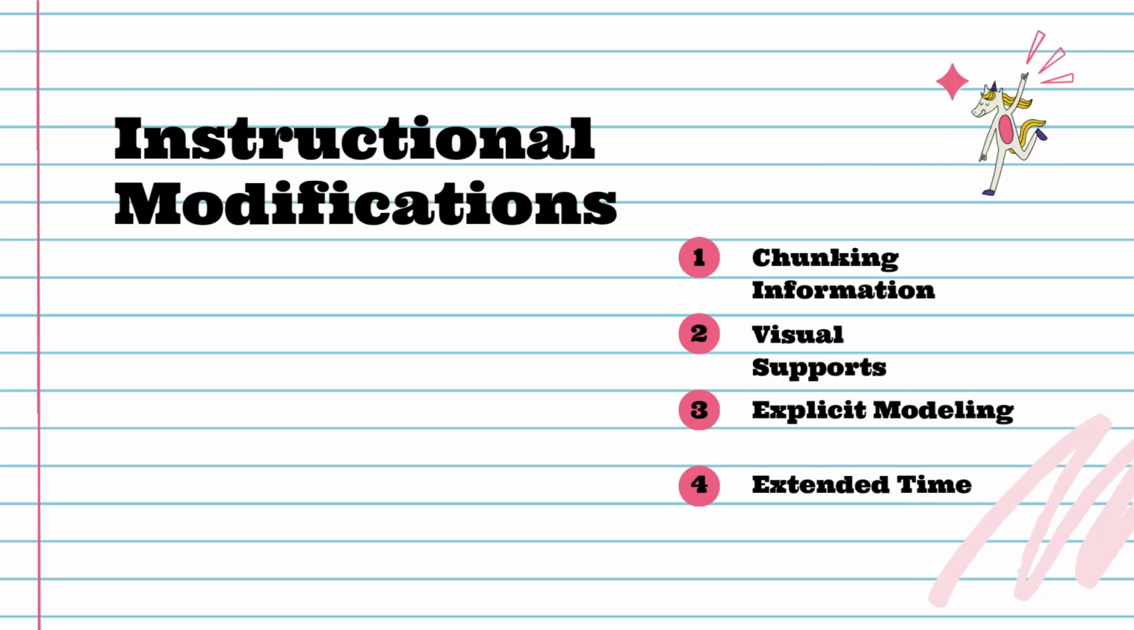Instructional modifications focus on how content is delivered. Examples include chunking information into smaller segments, using visual supports such as graphic organizers, providing explicit modeling, and allowing additional processing time. These strategies support students with learning disabilities, attention difficulties, and language delays by reducing cognitive load and increasing comprehension. Effective instruction considers how students process information and adapts teaching methods accordingly.